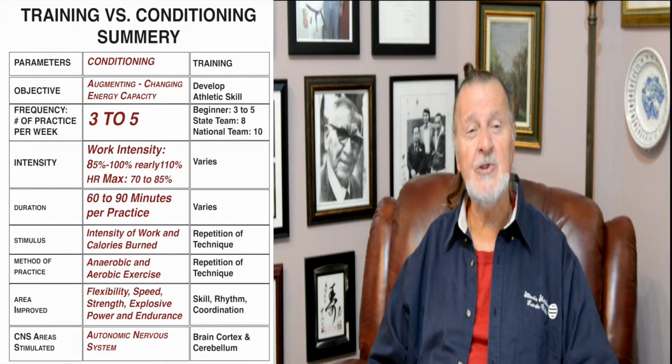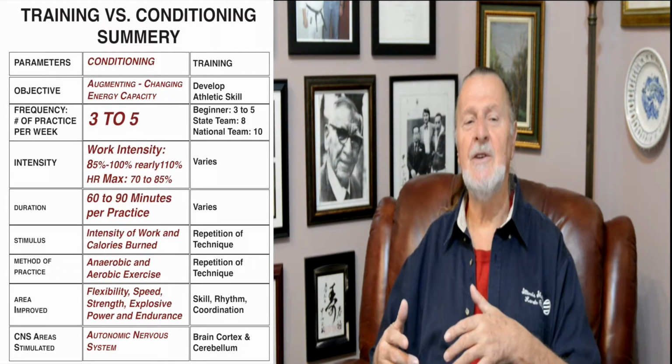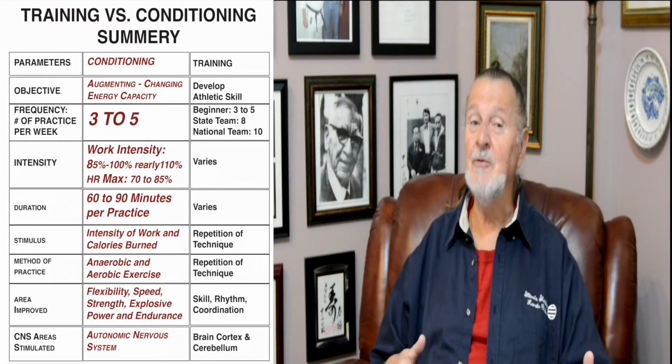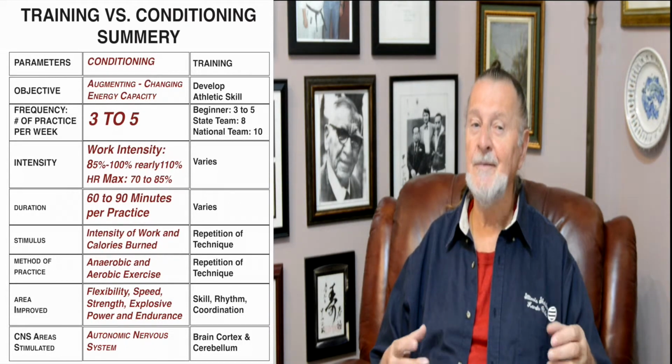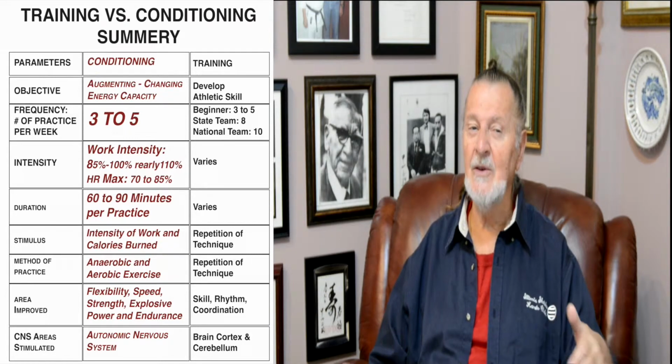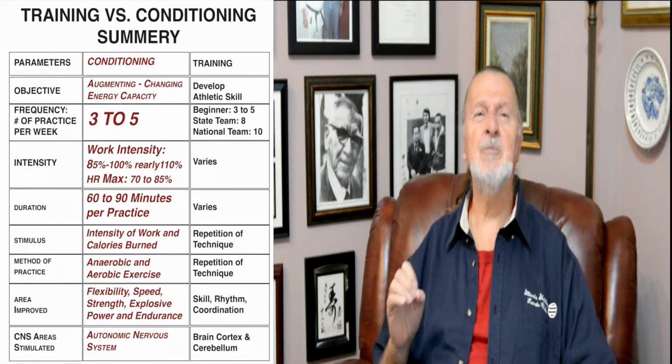Frequency: how many times per week should we practice conditioning-type exercise? 3 to 5. Training, for a beginner athlete, maybe 3 to 5 times per week. State team 8 times, national team 10 times, because we need to learn. On the other hand, if we do too much conditioning, we may enter some kind of metabolic complication and difficulty. Intensity or workload, 85 to 100%, up to even 110%.